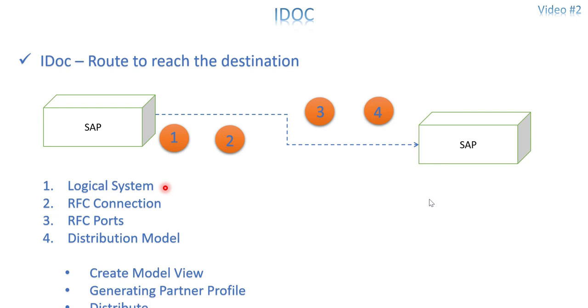Finally, you have to distribute your model. Then only it will be available for your use. These are the steps. Very simple, four steps to be created to send any IDOC from your source system to the target system. Hope that is very clear, and I'm going to explain by creating everything from scratch.